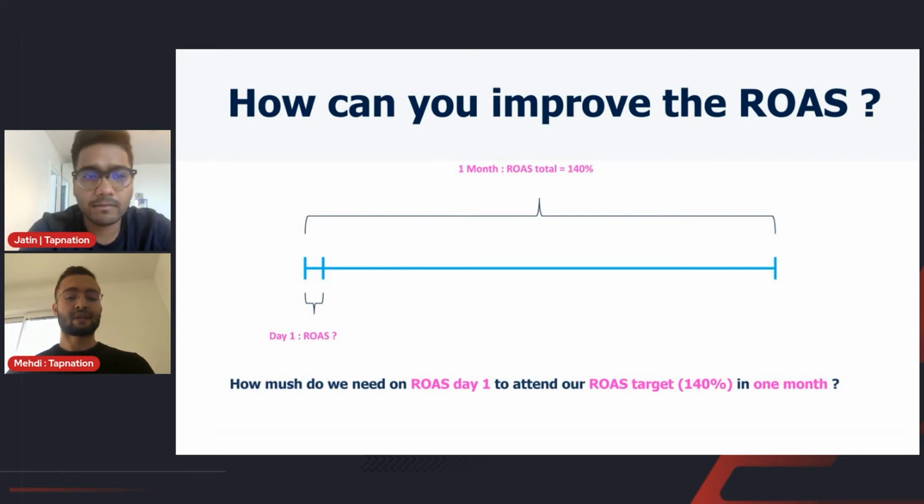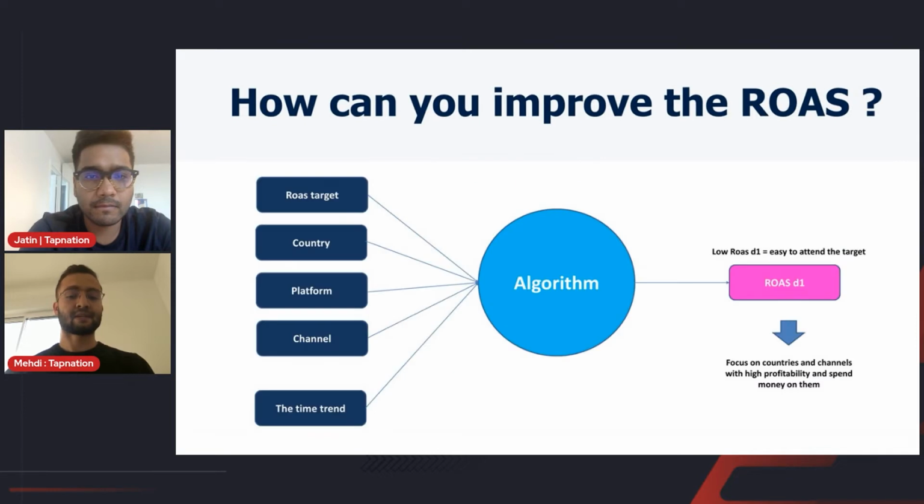So at the data level, we created an algorithm that takes all this information we spoke about: the ROAS targets, which channel, which country, which month, and it will give us how much the ROAS should be on day one.